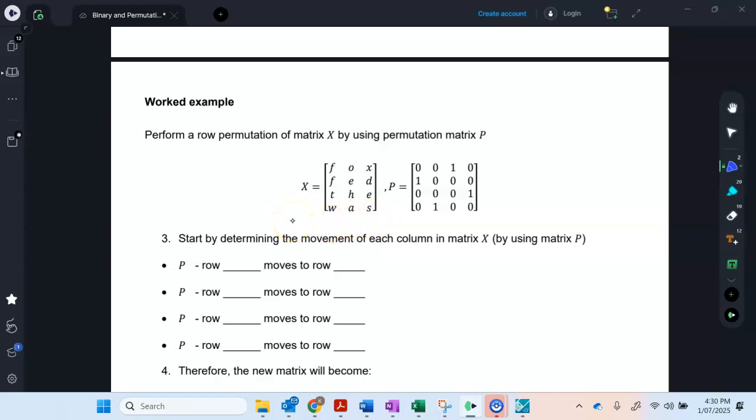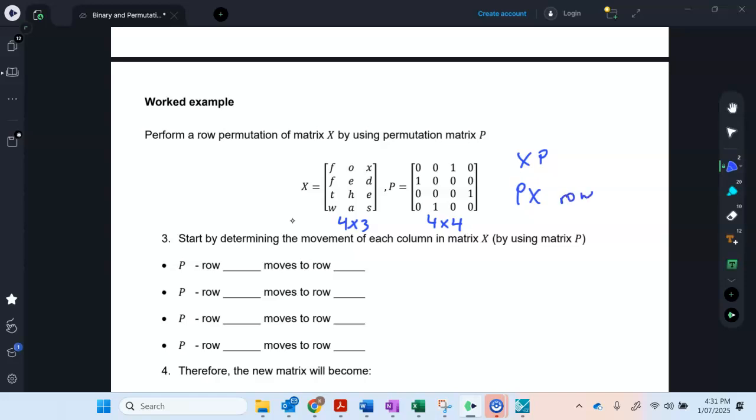Here, this is the matrix that's changing. It's a 4 by 3, and this is a 4 by 4. So obviously I can't do XP, it's not defined. I have to do PX. So I've got no choice other than doing a row permutation for this one.